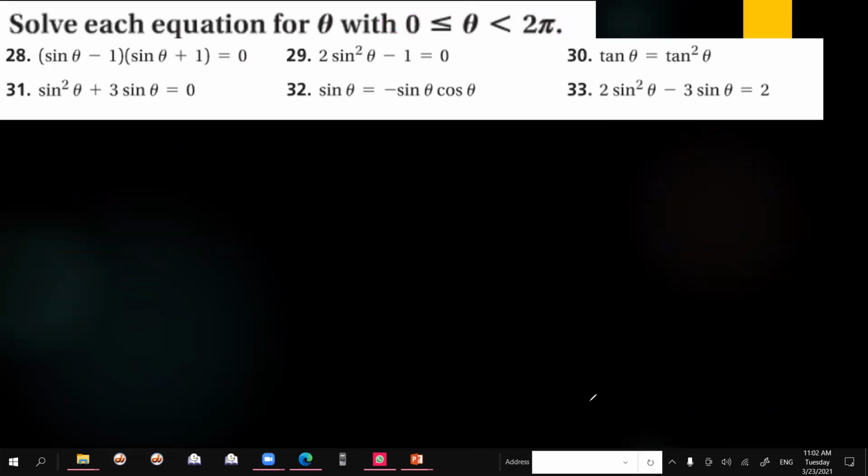Now number 29. In number 29 here, we have 2 sine squared of theta minus 1 equals 0.